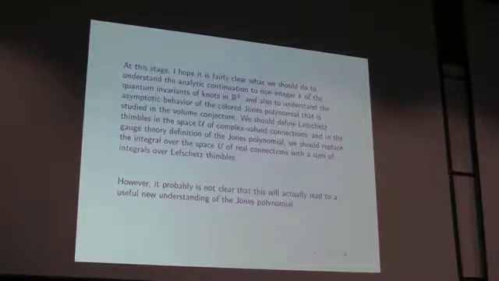However, it's probably not clear that this will actually lead to a useful new understanding of the Jones polynomial. It wasn't clear to me when I got this far. So, what are the Lefschetz thimbles going to be? To define the Lefschetz thimbles that we want, we have to consider a gradient flow equation on the whole infinite-dimensional space curly U of complex valued connections. And in this gradient flow equation, we take the Morse function to be the real part of the exponent of the Feynman path integral.